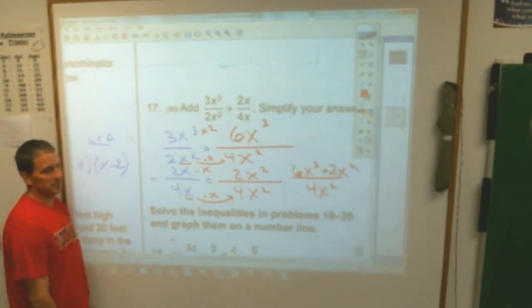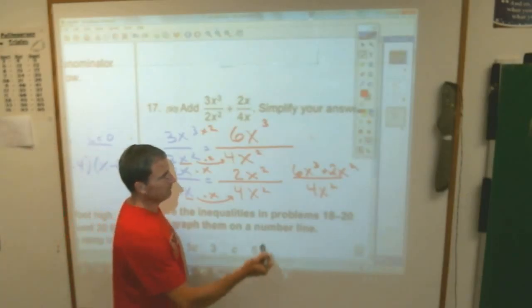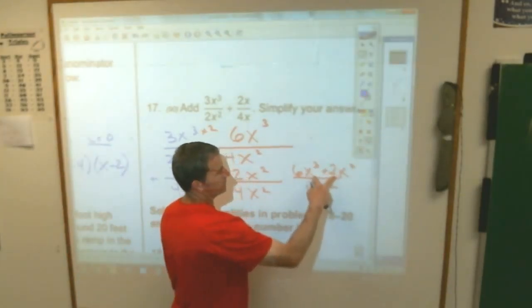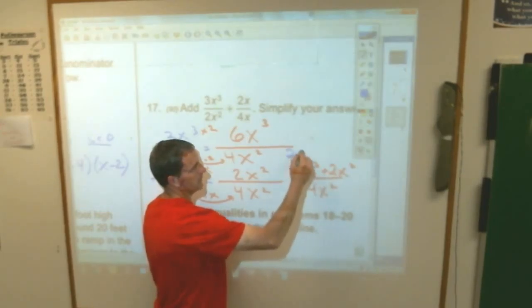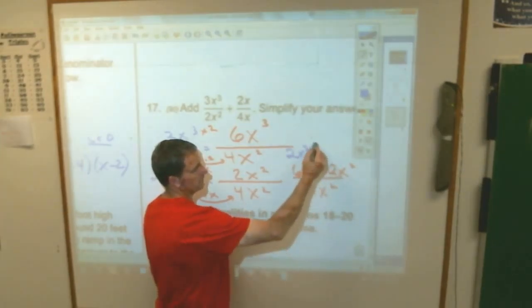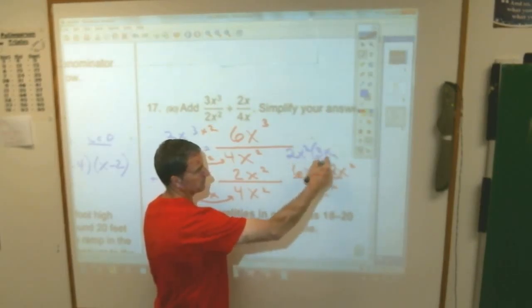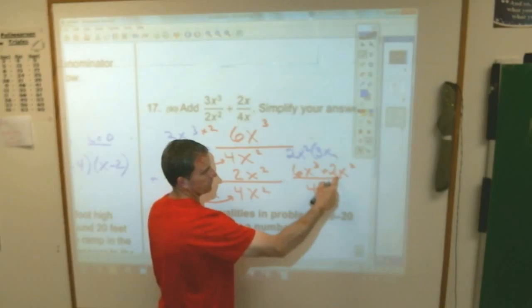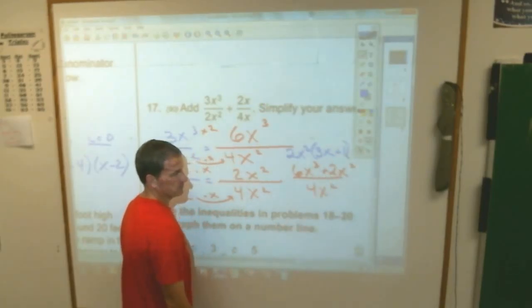And I can't reduce as it is because the top's not factors. But you can make them factors by taking what out of both of these two? What's their common factor? A 2x squared. And if you take a 2x squared out, you're left with a 3x. 2x squared times 3x gives you that. 2x squared times 1 gives you that term.